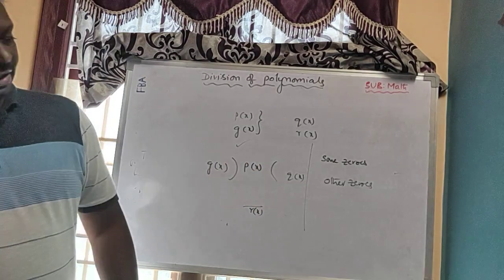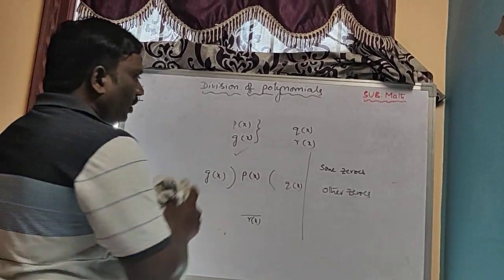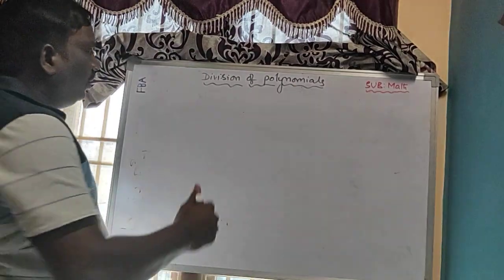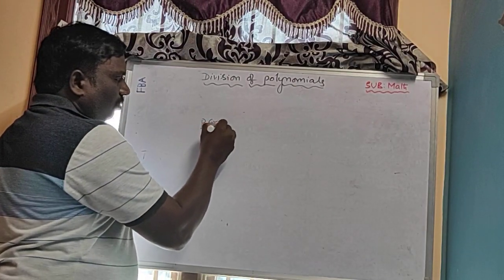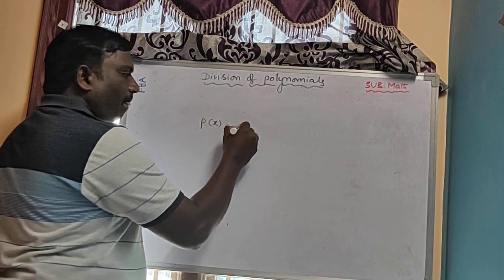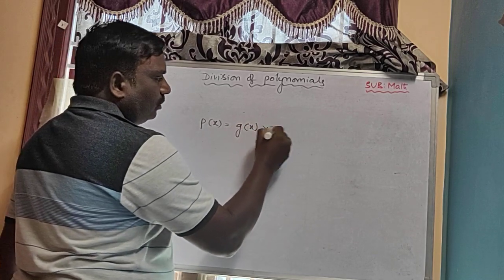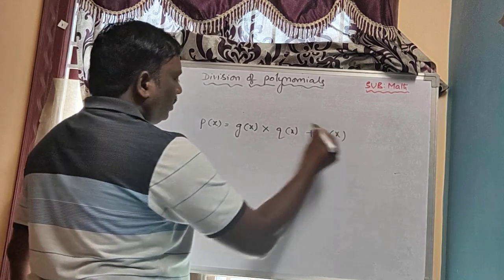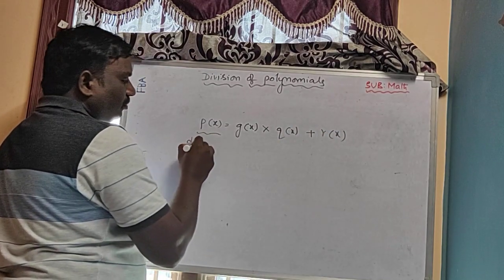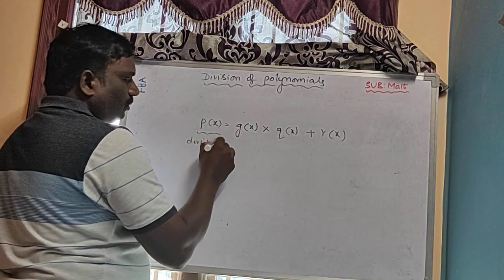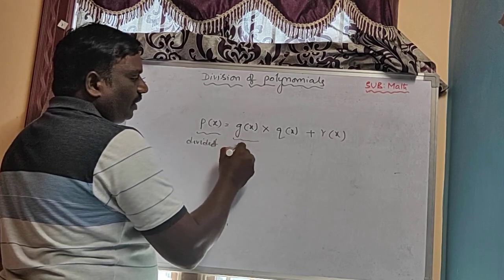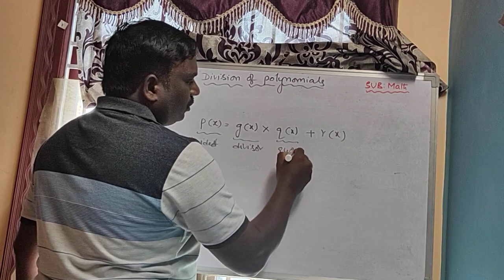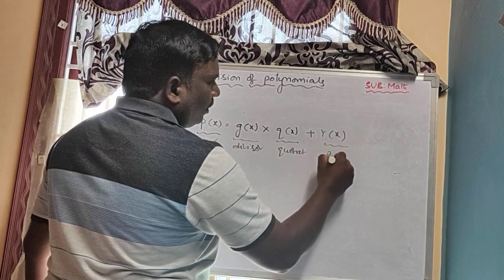And the last, fourth one is that they will give according to the division rule. What is the division rule? I said dividend equal to, dividend means p of x. P of x equal to g of x into q of x plus r of x. This is the dividend, and this is the divisor. This is the quotient. This is the remainder.